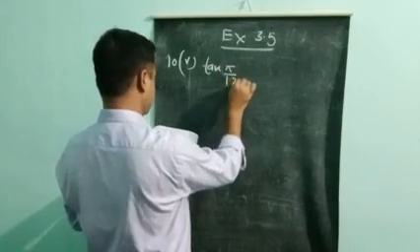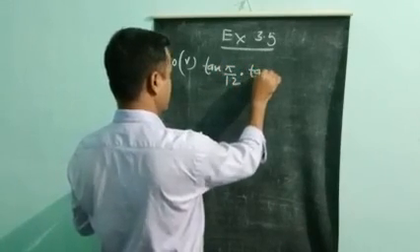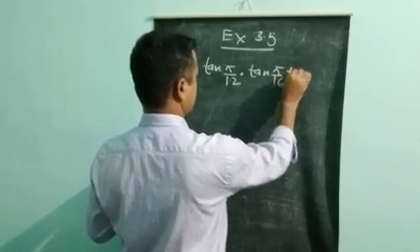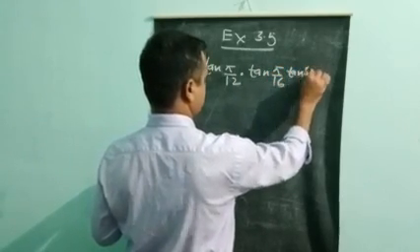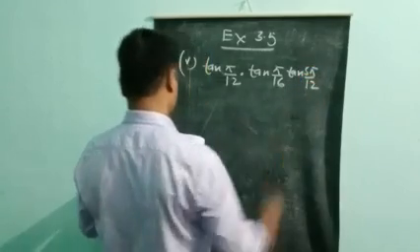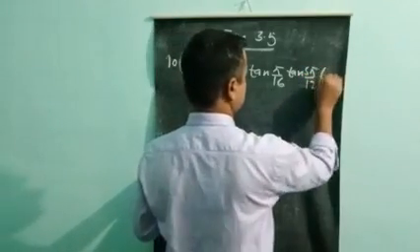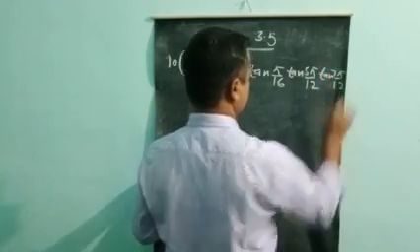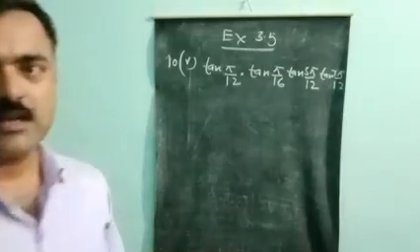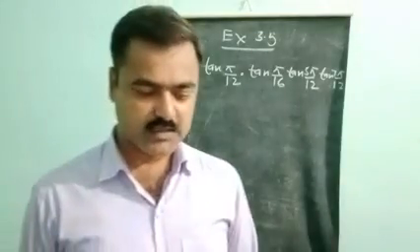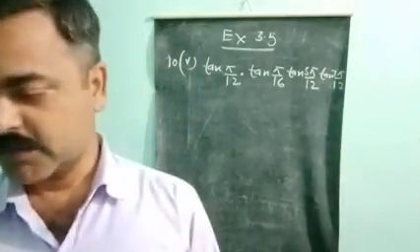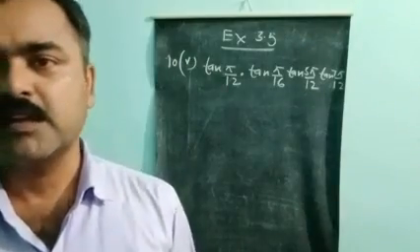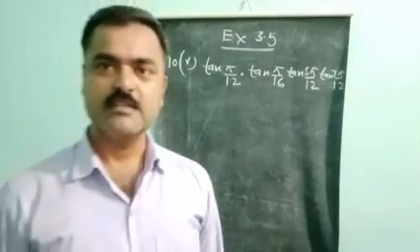tan pi by 12, tan pi by 16, tan 5 pi by 12, tan 7 pi by 16. This is the question, and we have to evaluate tan pi by 12, tan pi by 16, tan 5 pi by 12, and tan 7 pi by 16.